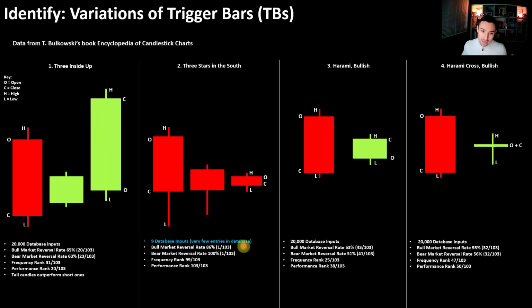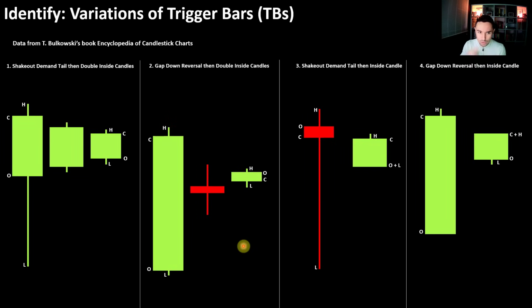You can pause the video if you want a little bit more data and you want to spend some time reading this. And then there's also trigger bars, okay? Now Thomas Bulkowski wasn't testing the kind of exact trigger bar setups that I'm looking for, so I'm going to show you a bit of work from Toby Crabel, who's a billionaire hedge fund manager, and it'll make a little bit more sense. But when I'm talking about trigger bars, okay, a little bit later on, and that's what we're going to start with, I'm going to teach you trigger bars, shakeout demand tails, then gap down reversal bars.